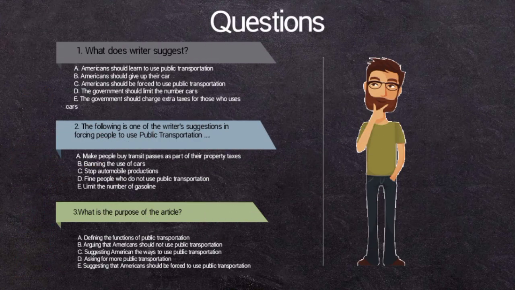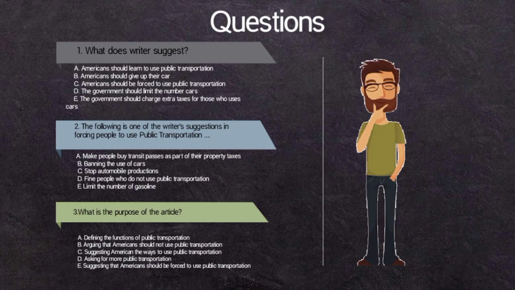Question number 1. What does the writer suggest? A. Americans should learn to use public transportation. B. Americans should give up the car. C. Americans should be forced to use public transportation. D. The government should limit the number of cars. E. The government should charge extra tax for those who use cars. Answer: C. Americans should be forced to use public transportation.